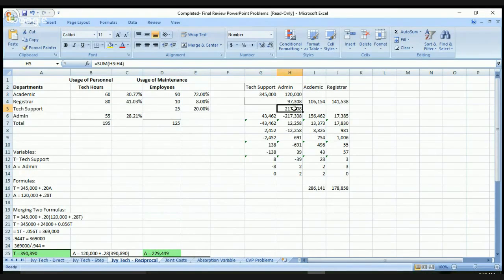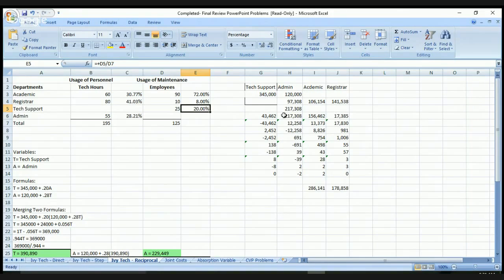The difference is here that 217,308 in the step, you wouldn't go back to tech support. But because we're doing reciprocal, there is a relationship between administration and tech support. So you have to go back. So you're going to use all three of these numbers. And so over here, I have 90, 125, and then 125 as the total. The academic accounts for 72%, the registrar accounts for 8%, and the tech support accounts for 20%.